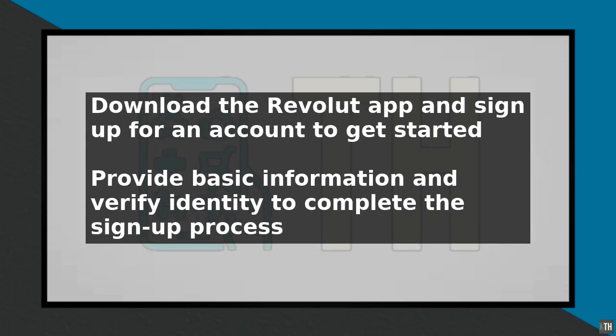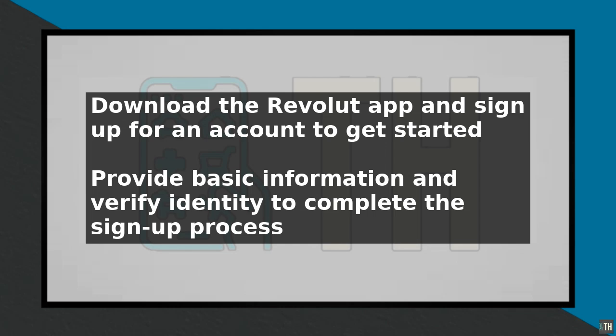You will also need to verify your identity by uploading a valid government-issued ID and a proof of address. Once your account is set up, you can add money to your Revolut account using a debit or credit card, or through a bank transfer. You can then use your Revolut account to make transactions in multiple currencies, including Indian rupees, US dollars, and euros. Revolut offers competitive exchange rates and does not charge any foreign transaction fees.